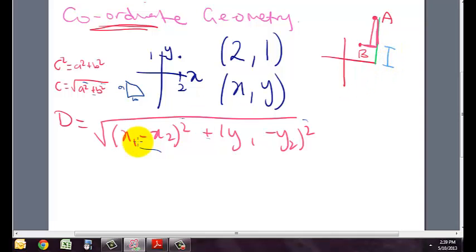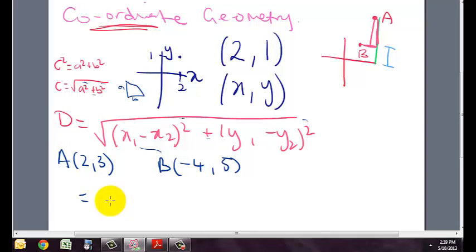Cool? Well, okay, now that we've got this distance formula, imagine I gave you a point. Let's just say A is 2, 3, and then B is minus 4, and let's just say 5. Cool? 2, 3, minus 4, and 5. Well, according to my distance formula, I know that D, the distance between these 2 points, must be square root.